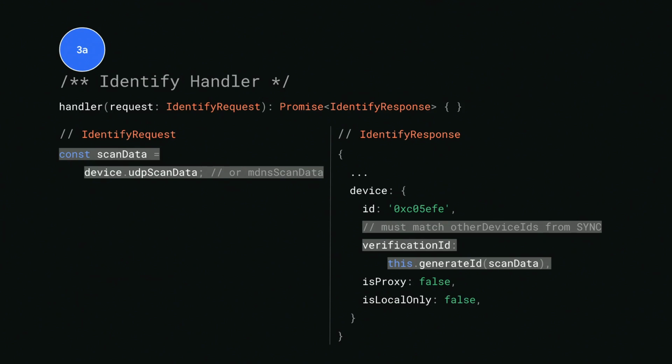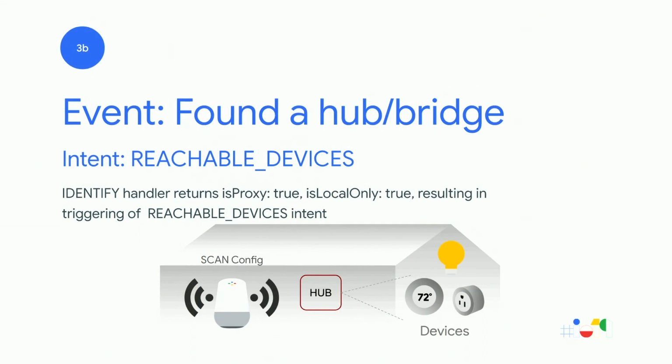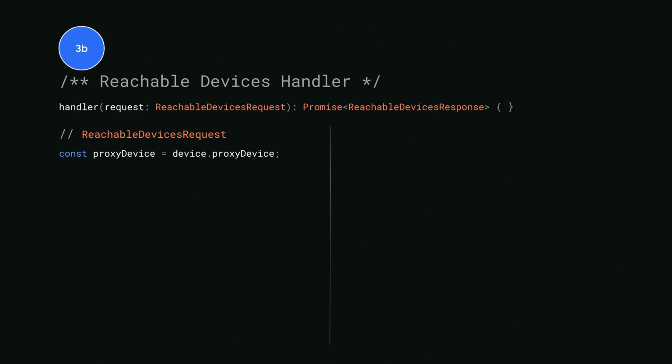But what if we find a hub? Great question, Gaurav. Similarly, when we find a hub, we'll trigger an identify intent, and the fields isProxy and isLocalOnly will be set to true, and that will tell the local home platform to then trigger a reachable devices intent. As the name suggests, the reachable devices intent is supposed to return all the devices that are reachable from this hub.